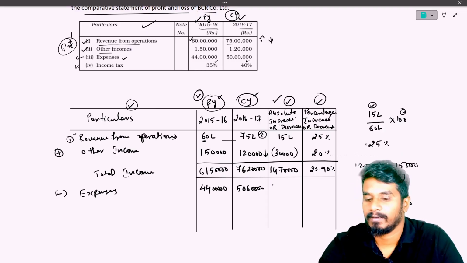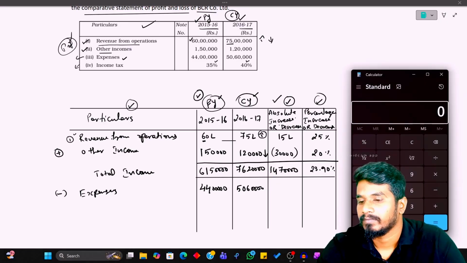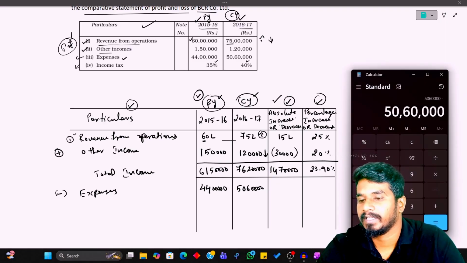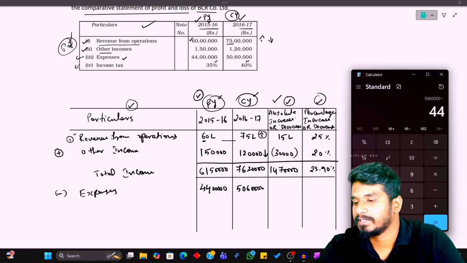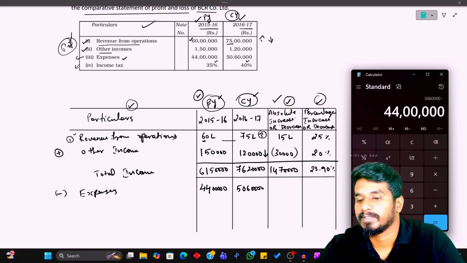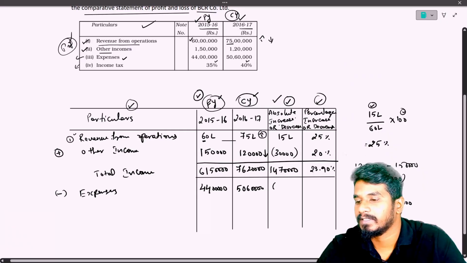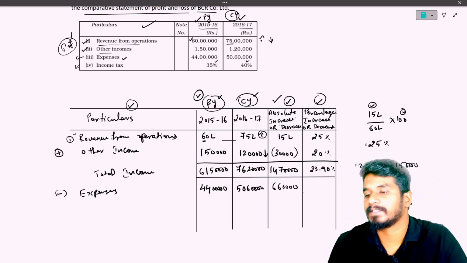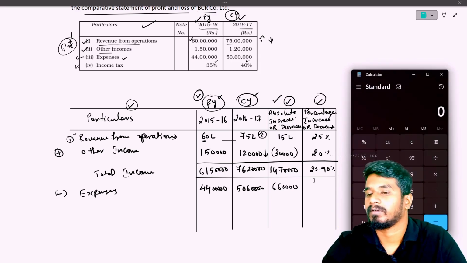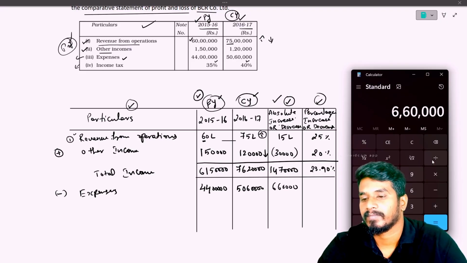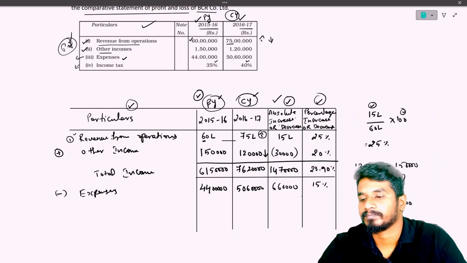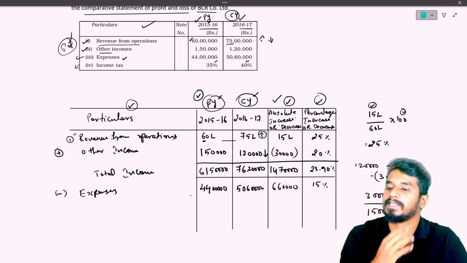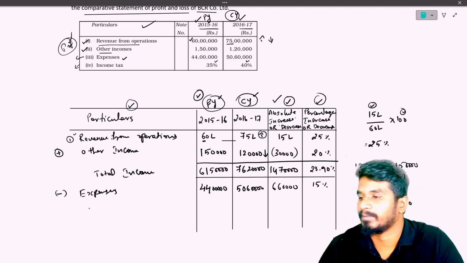What is the change? Let me calculate it. 50 lakh 60,000 minus what is the previous year amount, that is 44 lakh. Expenses given, 6 lakh 60,000 is the change. And what is the percentage? Obviously 6 lakh 60,000 divided by 44 lakhs into 100, we'll get the percentage of 15 percentage is the change in expenses. So you need to minus it, you'll get profit before tax.